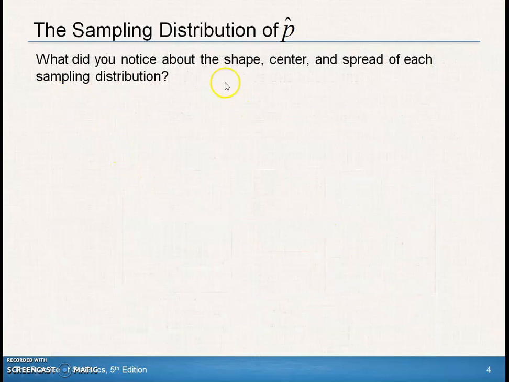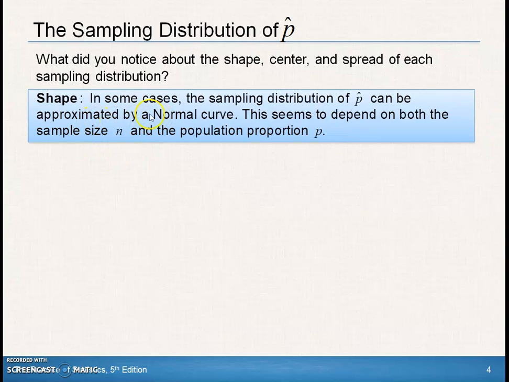So what did you notice about the shape? The shape was always the same. The center was pretty good. And the spread of each sampling distribution, as n got larger, the spread was a little less, a little more narrow. So it can be approximated by a normal curve, if we saw that both times, that bell-shaped curve. It depends upon the sample size and the population proportion.